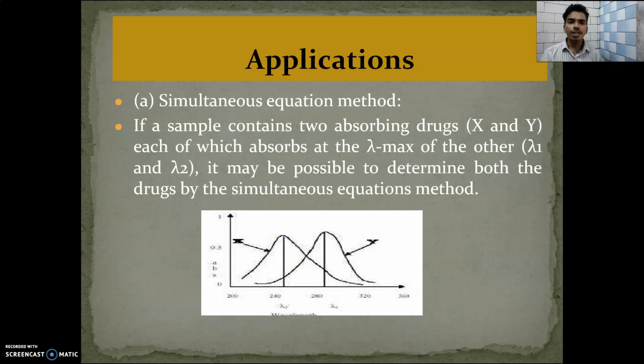If the sample contains two absorbing drugs, X and Y for example, each absorbs at a lambda max, lambda 1 and lambda 2. So it may be possible to determine both drugs by the simultaneous equation method. The graph will be shown in this way by the UV spectrophotometer for X and Y. Here are X and Y, with the peak lambda max of both compounds at different nanometers.